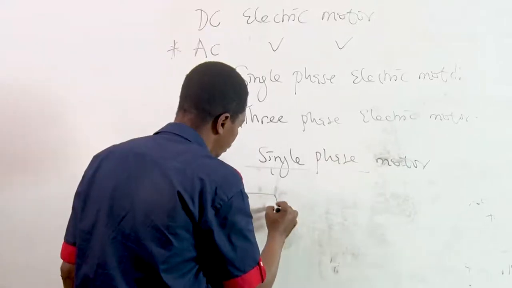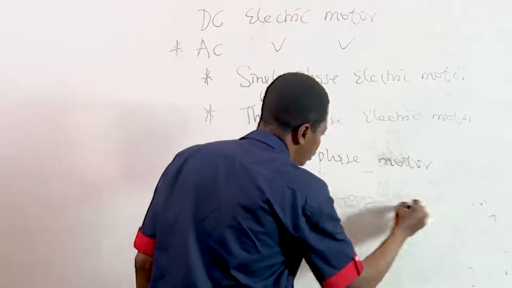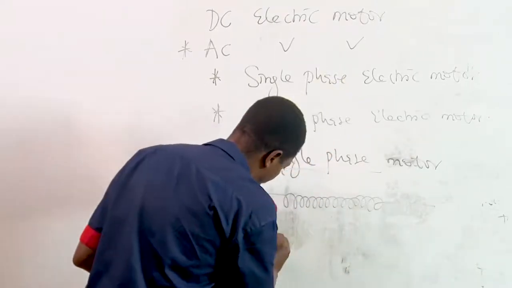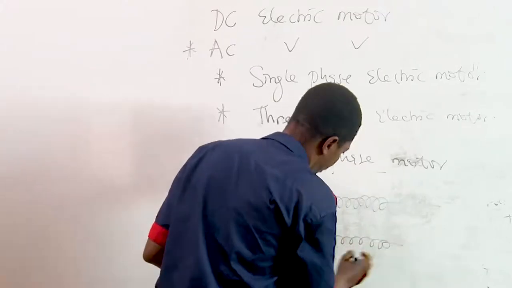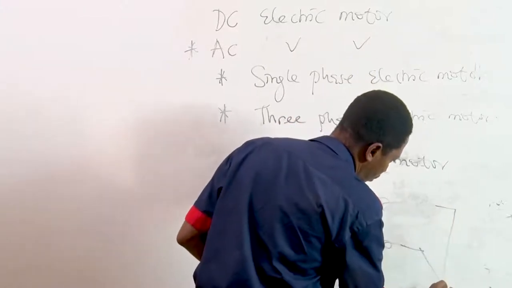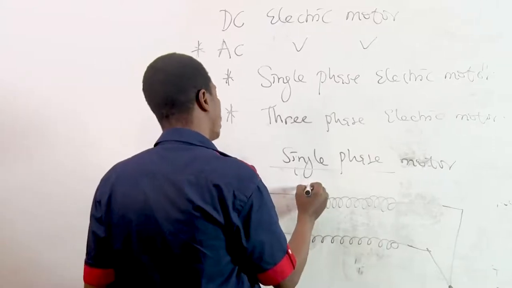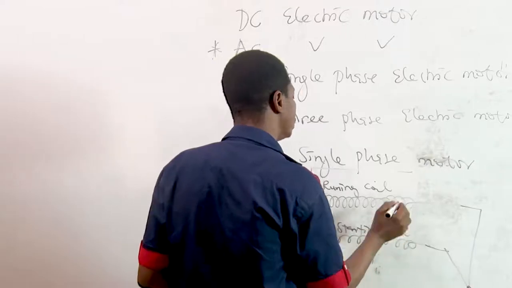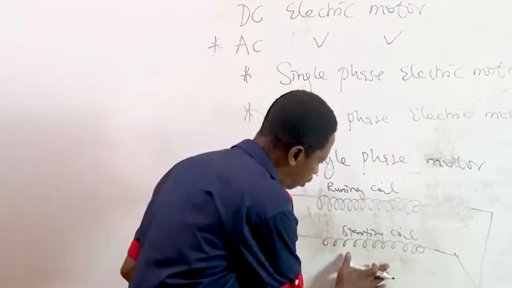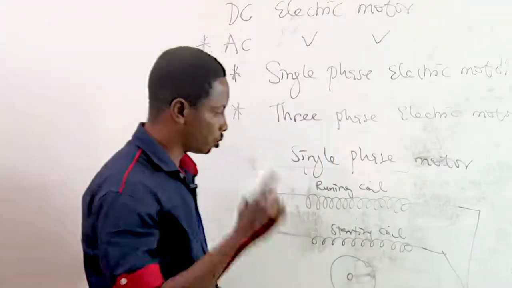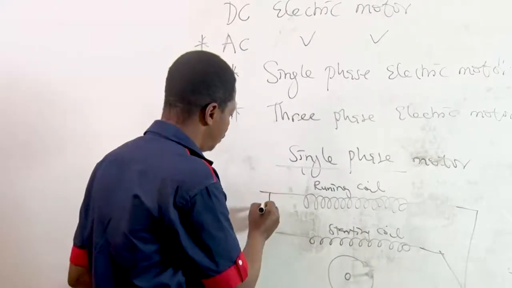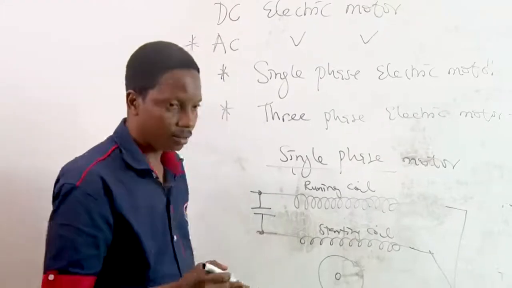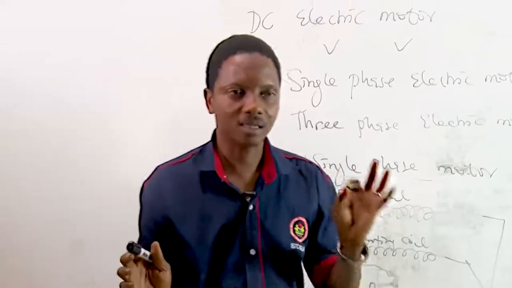We have what we call the running coil and the starting coil. You can see this running, and this starting coil. The running coil and starting coil. Of course, we have our rotor. This is the rotor that is rotating. And then we have the capacitor connected across both start and running coil. Class, listen attentively.